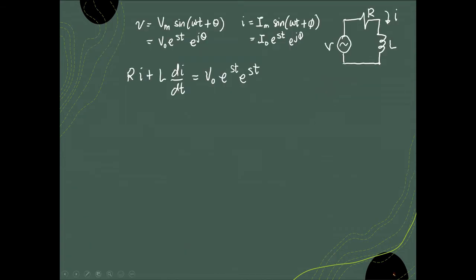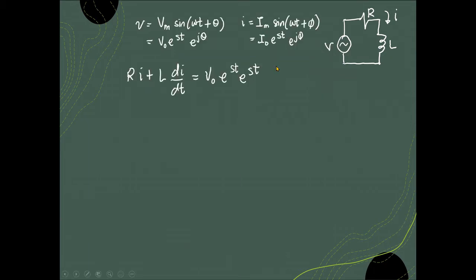Okay, time check, 10 minutes. Now here you can see, sorry, you can see here an example of a simple RL circuit in AC form.